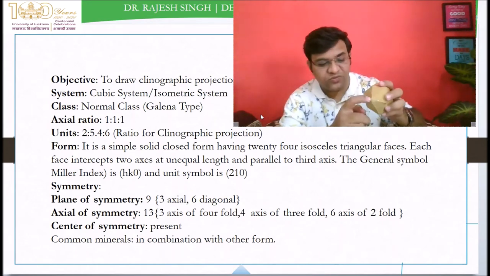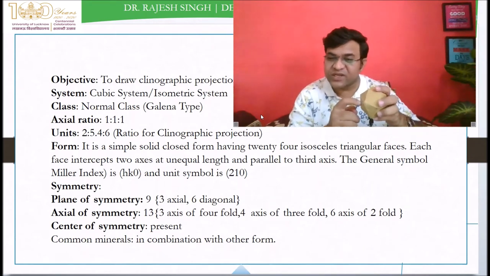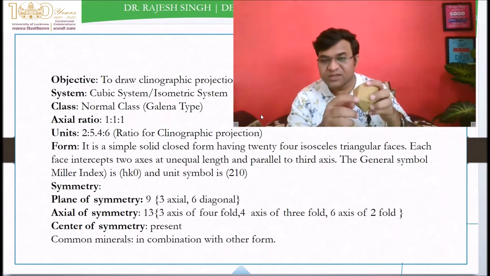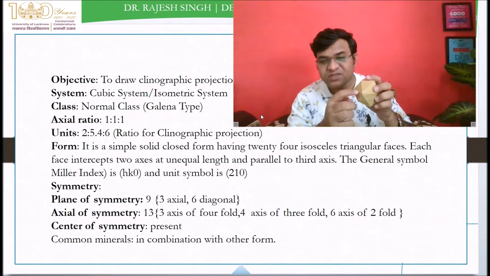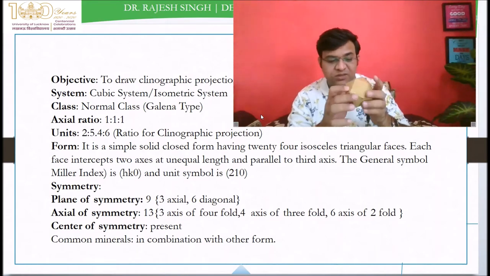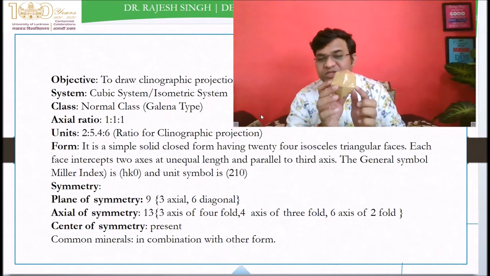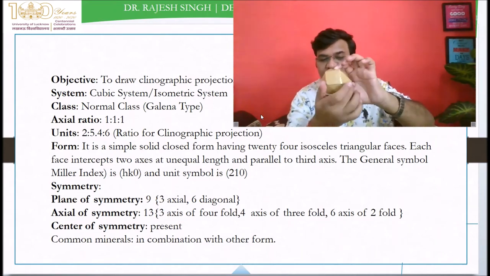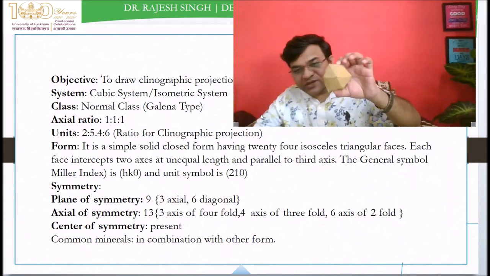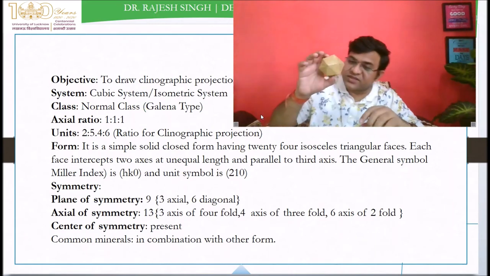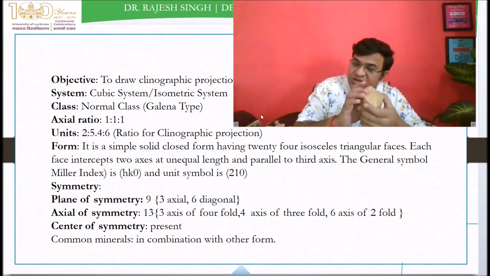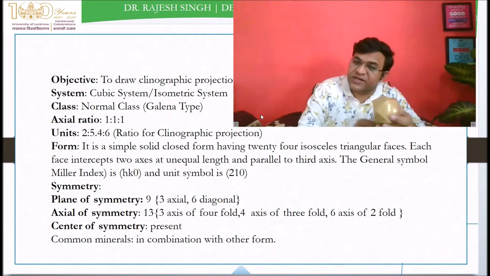For twofold symmetry, you have to hold like this. Here two triangular faces are joining, and you hold the midpoint of that line, along the line where two faces are joining, from the opposite one. So when you rotate it, you will get twofold symmetry. Six such axes are there, which will show twofold symmetry. So total is 13.